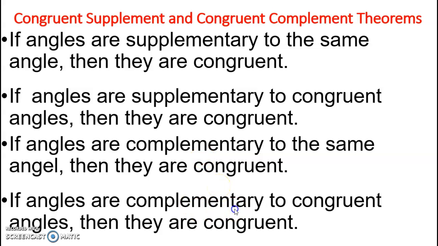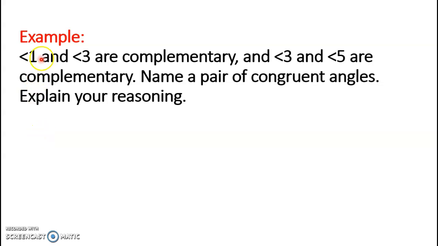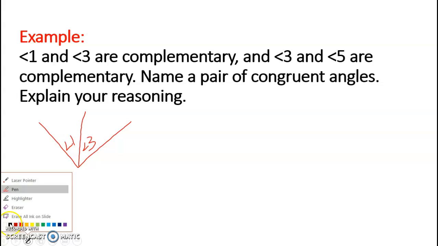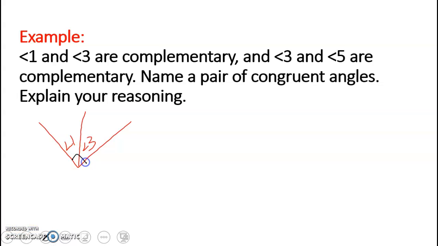So if angle 1 and 3 are complementary, and angle 3 and 5 are complementary as well, name a pair of congruent angles. So let's draw a quick picture here. Let's say we have this angle here. So this is angle 1 and this is angle 3. And both of them are complementary. It means there's a 90-degree angle here. We can draw a 90-degree angle here.